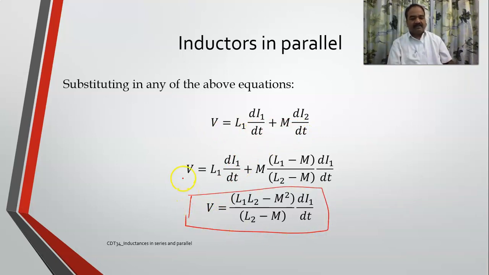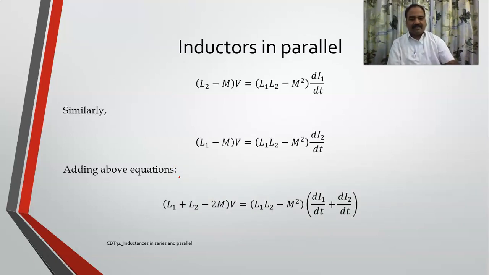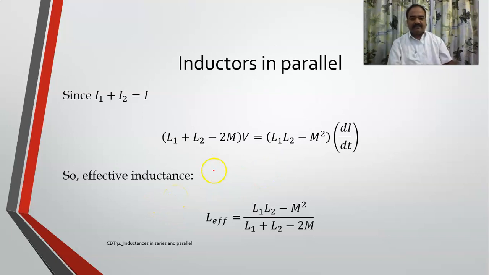Similarly, my other expression remains the same. If I add these two equations and you solve them, you'll get this final expression. The effective inductance is (L1 L2 minus M square) by (L1 plus L2 minus 2M). This is the final expression for effective inductance when inductances are connected in parallel, that too when the mutual coupling is aiding them. If it is opposing them, you will get plus here.